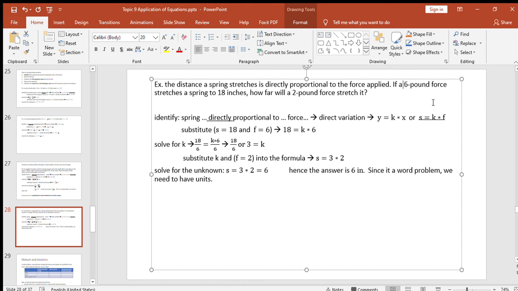That part should click in your brain that force might be important in this problem. And then this part is the spring stretches, and then spring 18 inches. That part should also key us in that the spring should play a vital role in this problem. So I say S right here.